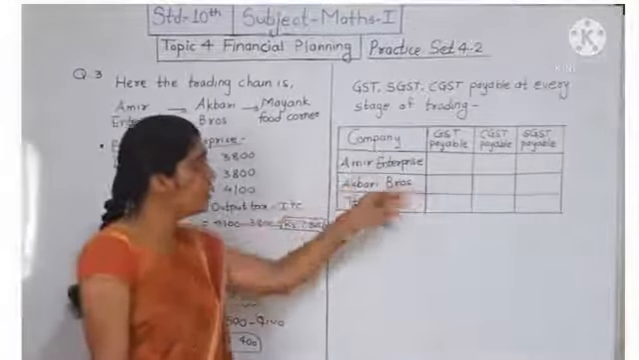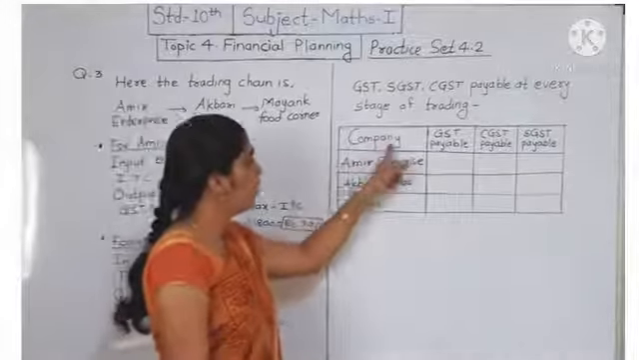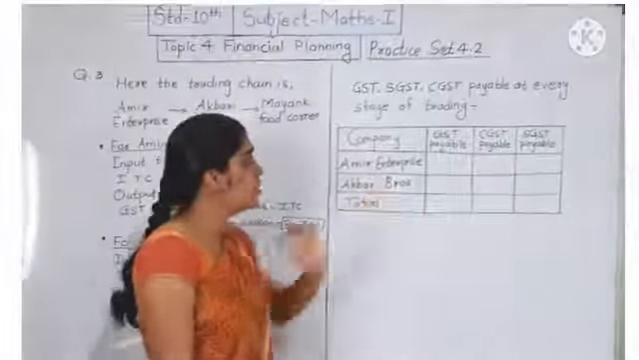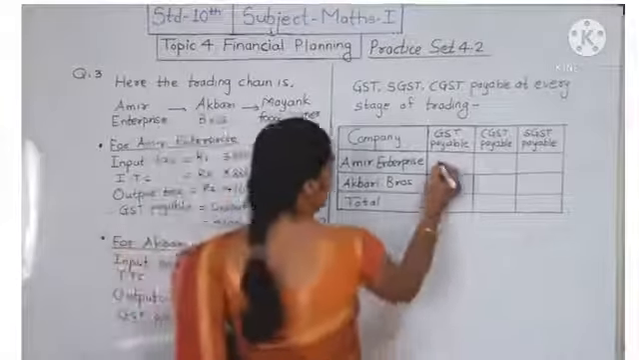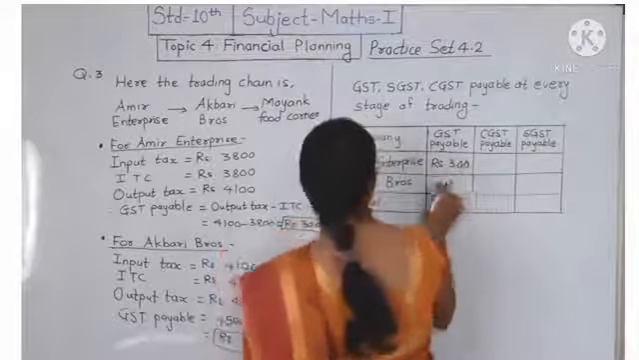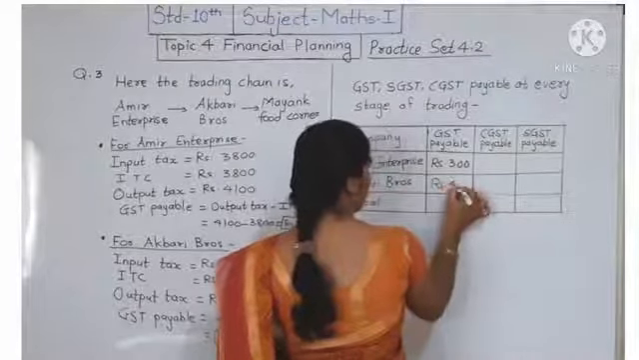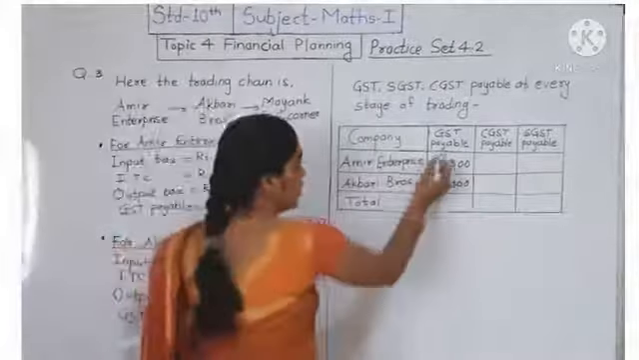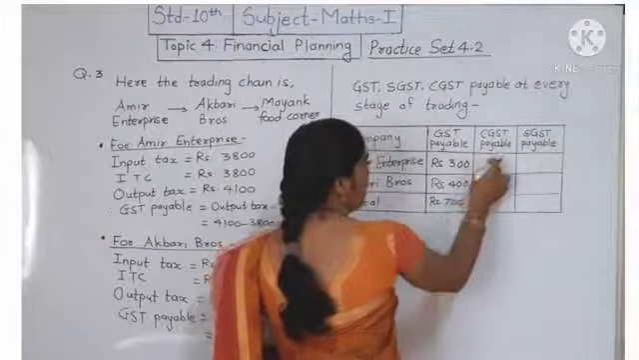We have to find the stages. We draw in this way. What are the companies? Amir Enterprises and Akbari Brothers. GST payable for Amir Enterprises is what? Rupees 300 and GST payable for Akbari Brothers is rupees 400. So total GST payable, what is the total GST? Sum of these, rupees 700.